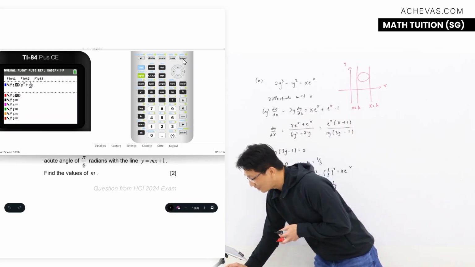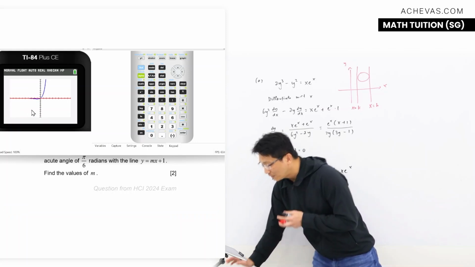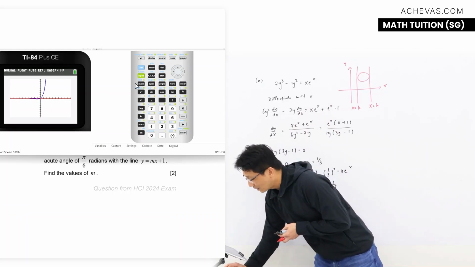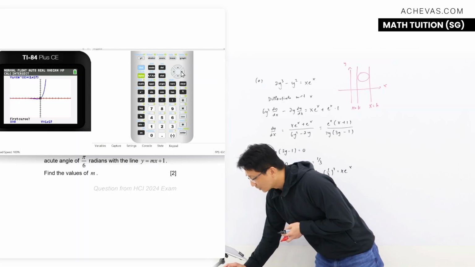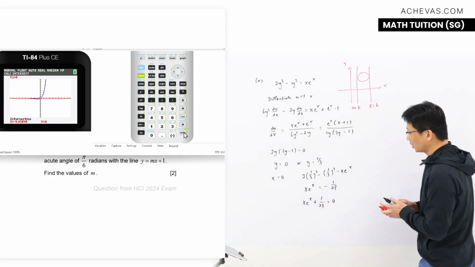So now we have y1, y2. I'm going to graph it. And here, I feel that there might be two solutions. I'm going to find the first one first. Second, trace. Then I'm going to trigger the intersect. Okay, I will just move somewhere close to the first intersection, and I will just enter 3 times. Okay, and it will give us the first solution.